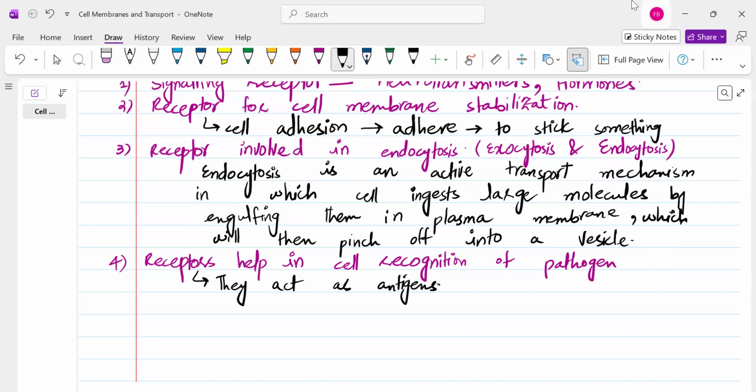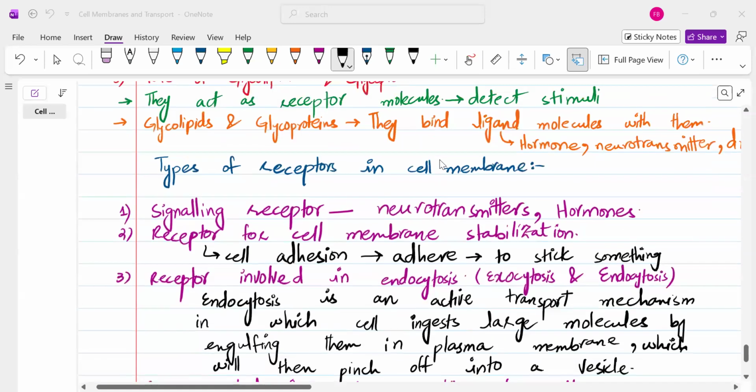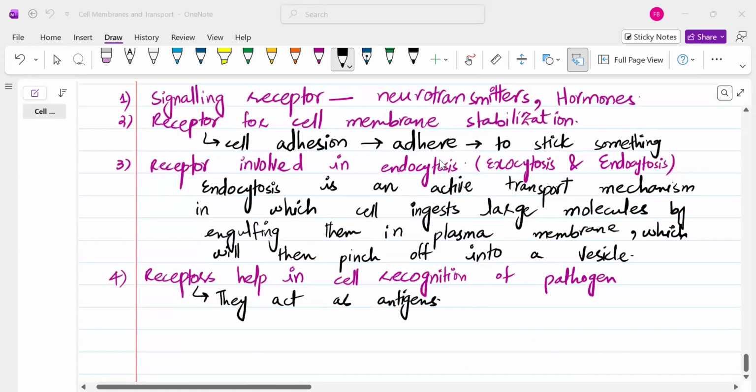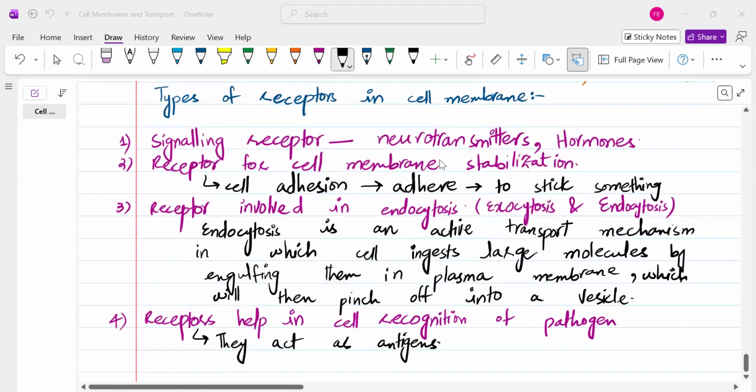Okay, are you clear with this? These are some of the important types of receptors present in the cell membrane. Can you tell me the names of these receptors?